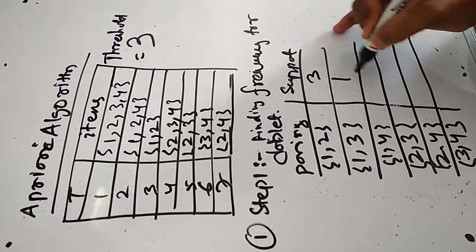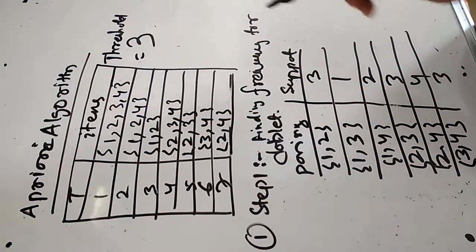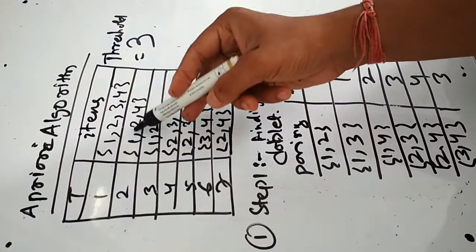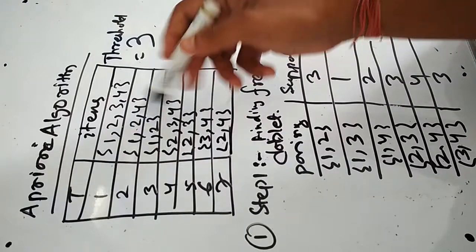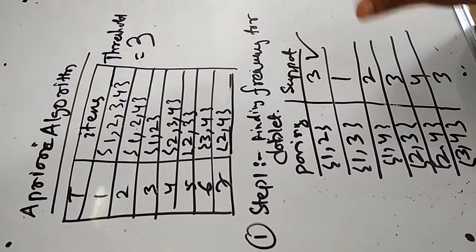Support will be 3, 1, 2, 3, 4, 3. You can find it here in this data set. 1 comma 2 appears three times in the data, so it will qualify for the next round.